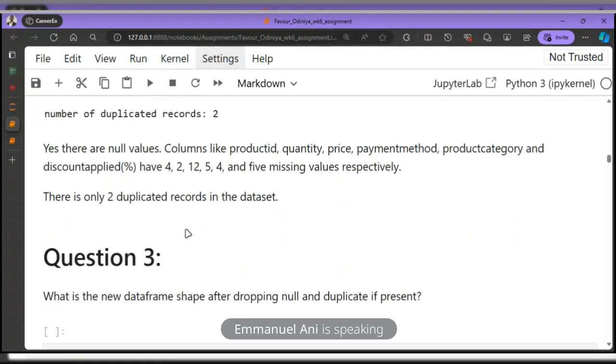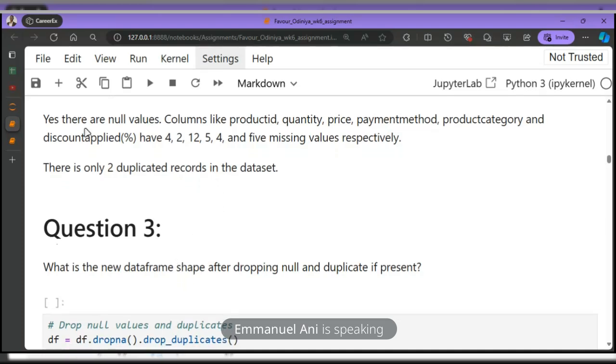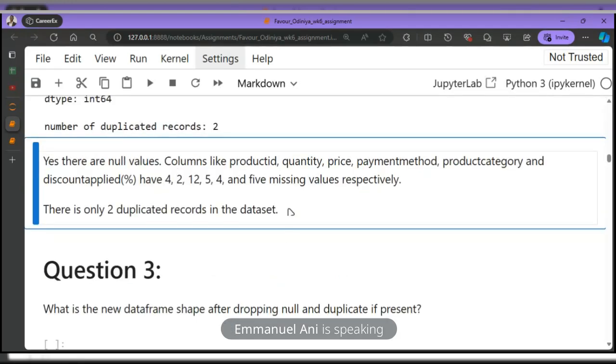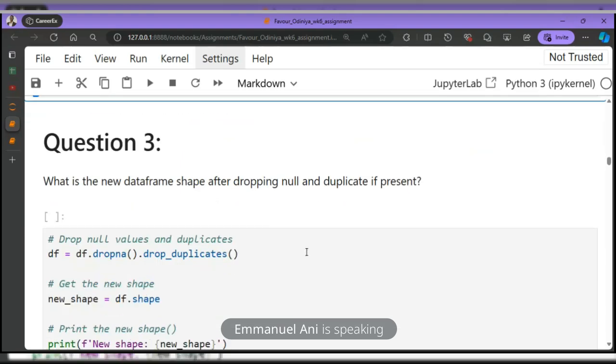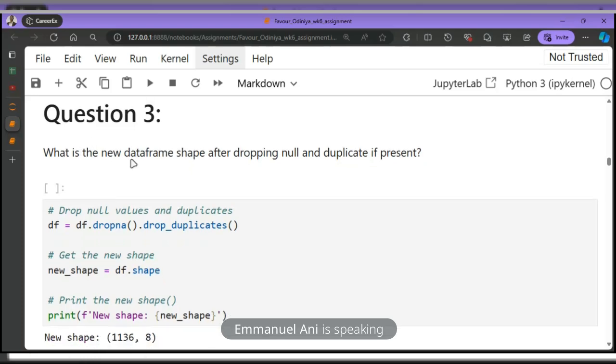So you need to drop the null value, as I said here in question three. I like how this person, after writing the code, came here to explain what was happening. So these are good practices. Trust me, they are good practices. So question three: what is the new shape of the data frame after dropping?